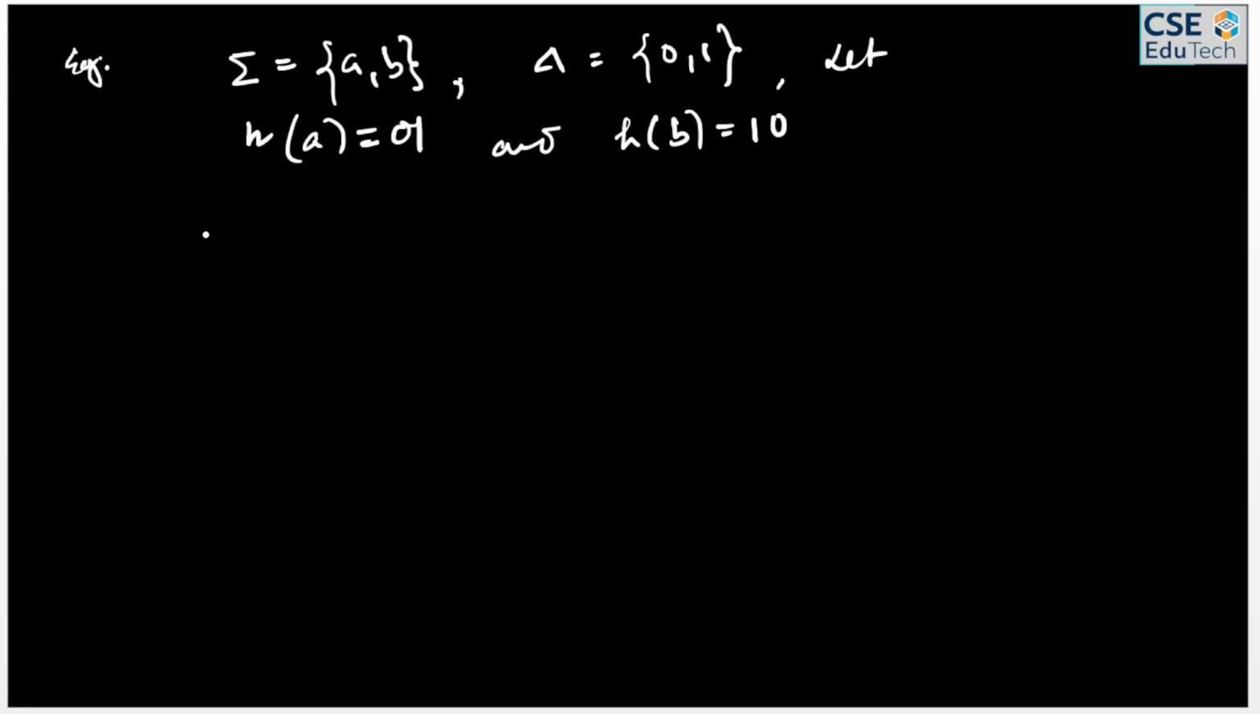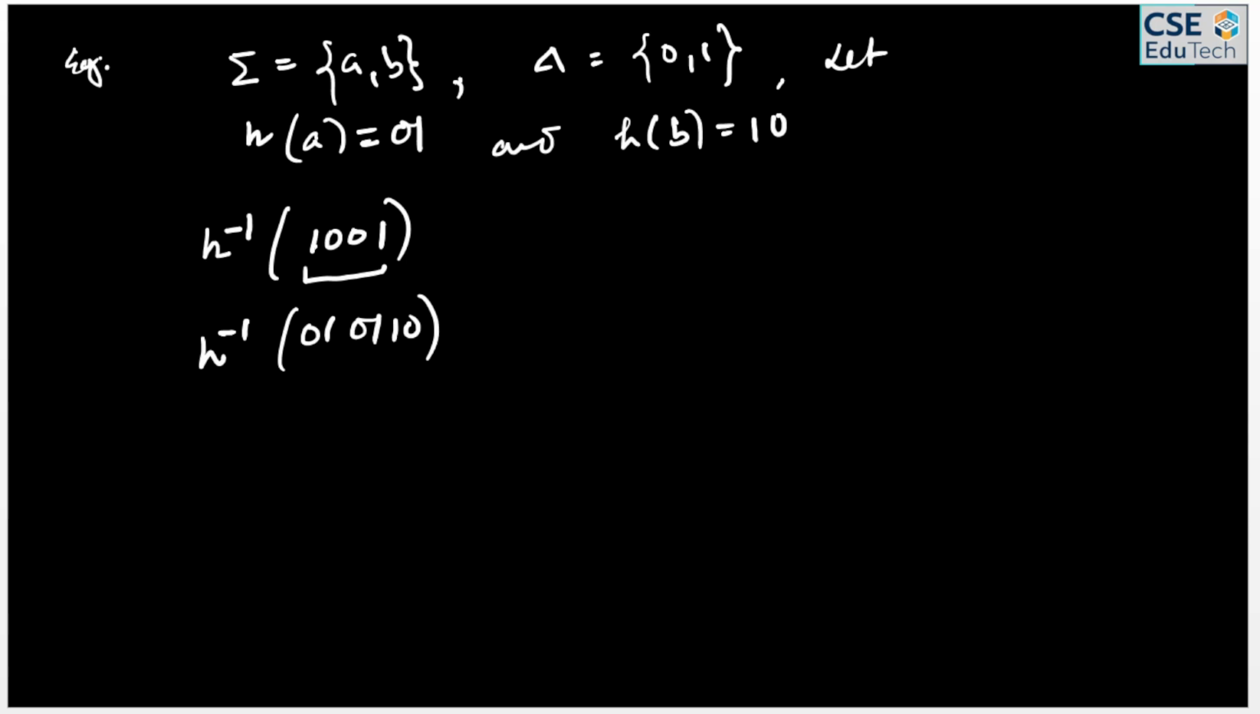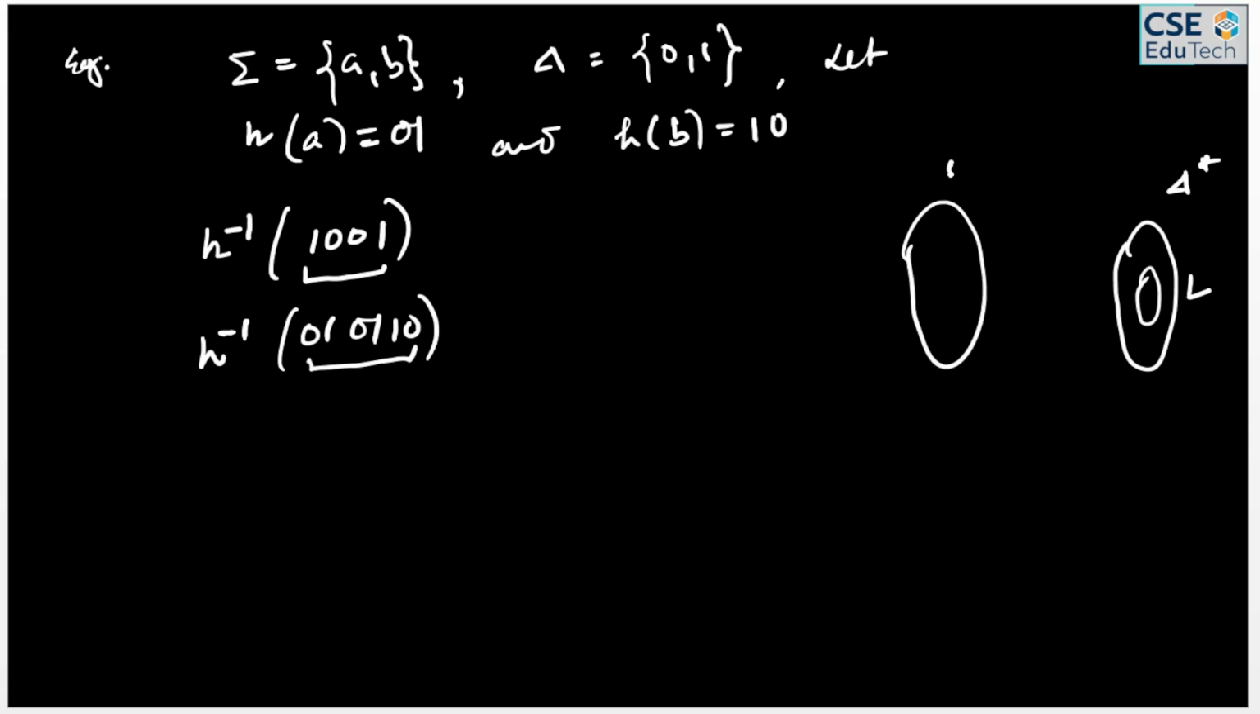Now what will be the inverse homomorphism? For the string 1001, and another string, suppose 0110, these strings 1001 and 0110 are basically the language L. They belong to this set, delta star. Clear? And we have to find what are the strings in this set, sigma star, that are mapped to here, that is, whose homomorphic image will be in the language.